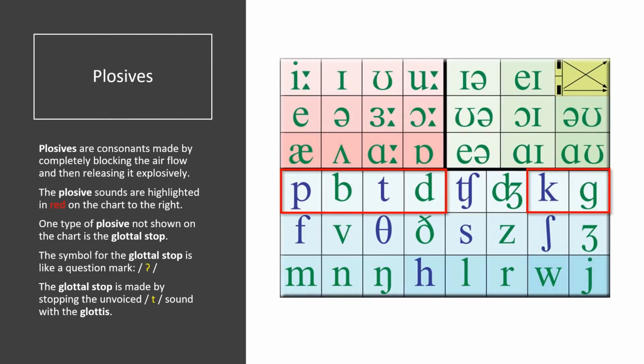Plosives. Plosives are consonants made by completely blocking the airflow and then releasing it explosively. The plosive sounds are highlighted in red on the chart to the right. One type of plosive not shown on the chart is the glottal stop. The symbol for the glottal stop is like a question mark. The glottal stop is made by stopping the unvoiced t sound with the glottis.